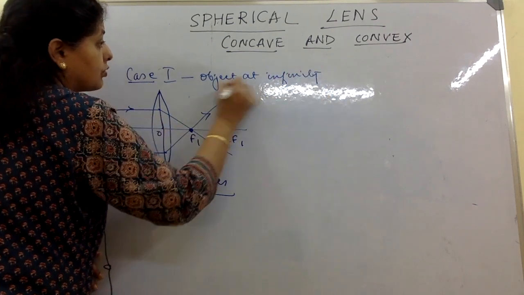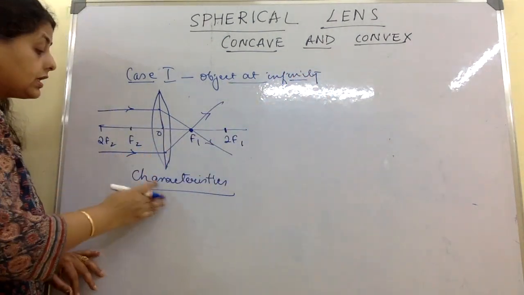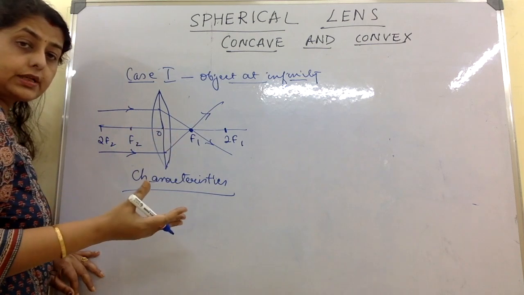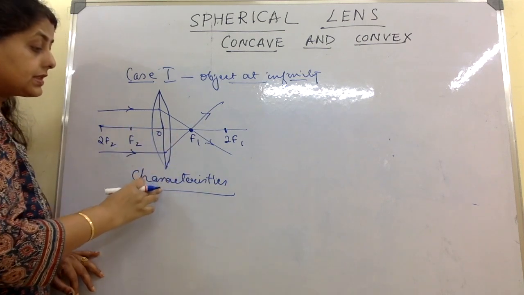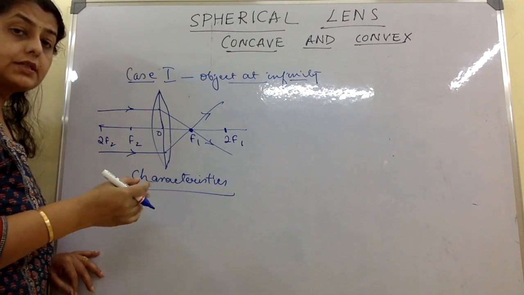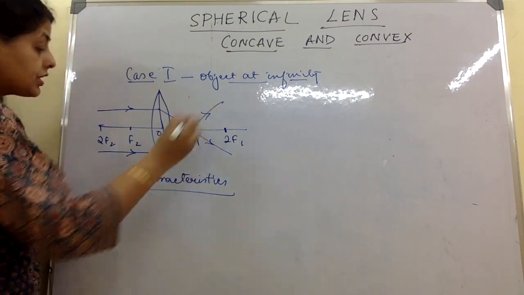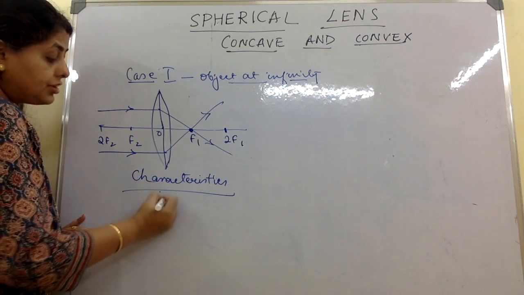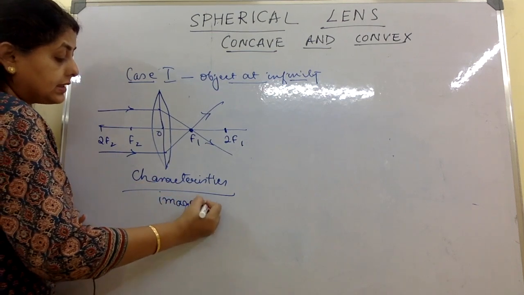Okay, so case 1, object is at infinity. Let's talk about the characteristics now. Characteristics of the image. We don't talk about the characteristics of the object, only the characteristics of the image. This image is real.